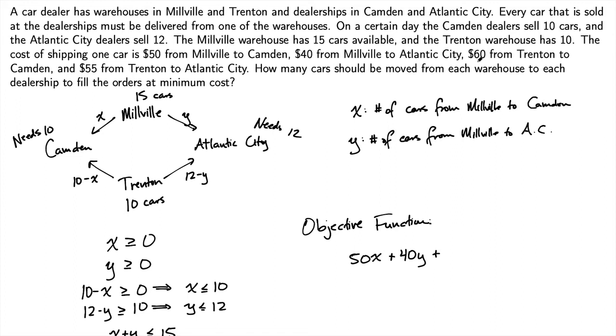And then plus, we've got 60 from Trenton to Camden. That's this 10 minus x. So plus 60 times 10 minus x. And then finally 55 from Trenton to Atlantic City. So that's the 12 minus y. So 55 times 12 minus y.